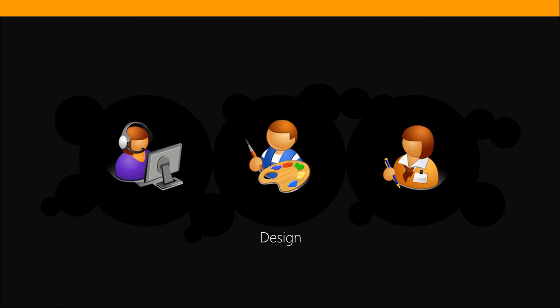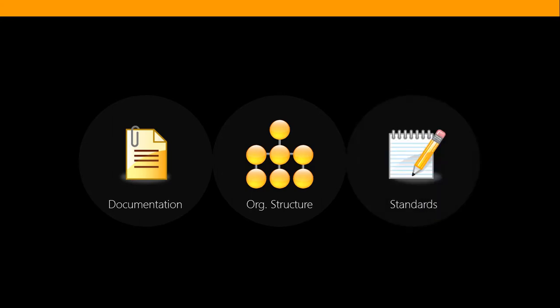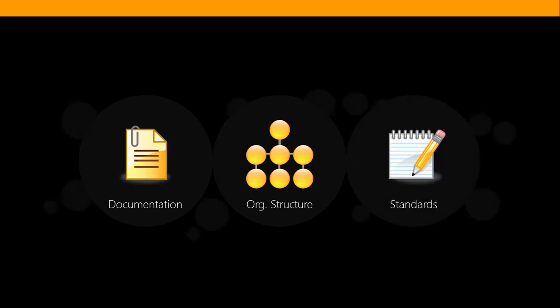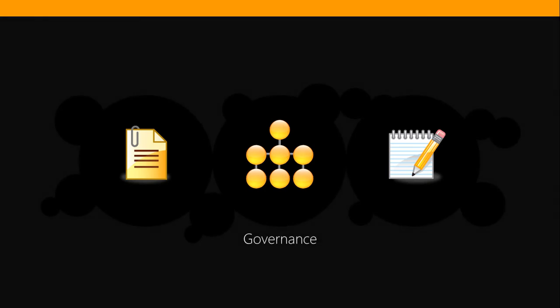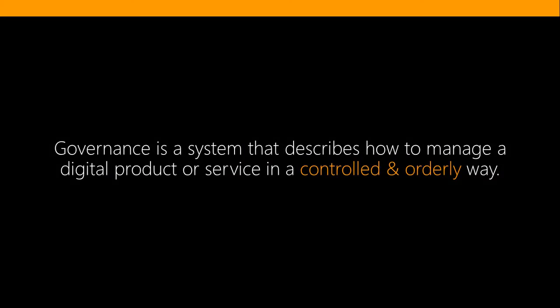Governance is not a single activity. There is no solitary document, organizational structure, or set of standards I can point to and say, there, that is my governance. Rather, it's a system. A system that unites the many distinct elements connected with online operations and allows them to be organized in a cohesive way. With this in mind, the definition for governance we'll be using is as follows. Governance is a system that describes how to manage a digital product or service in a controlled and orderly way.